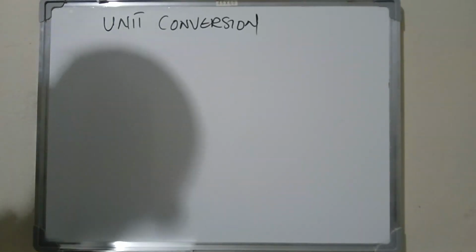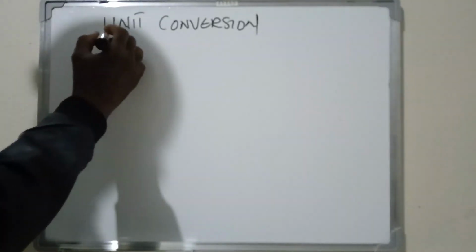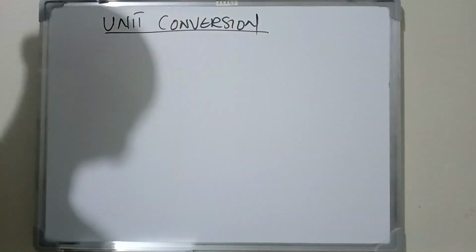Okay, let's look at unit conversion. We looked at fundamental quantities. We have also looked at derived quantities. We defined them, we stated their units, and also the symbols of the units together with the instruments that are used to measure them.